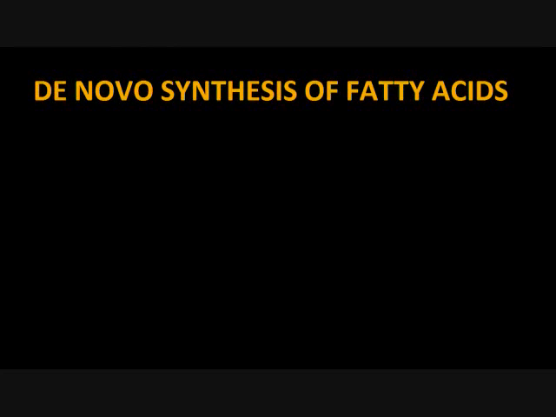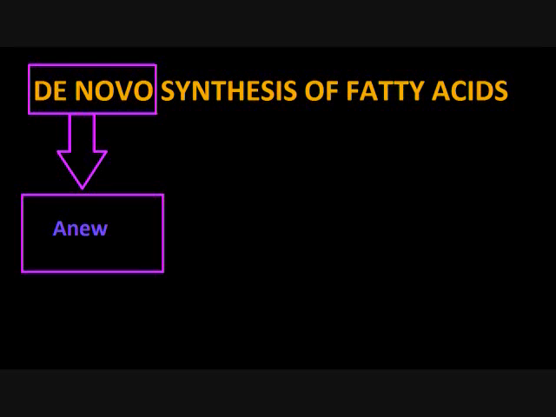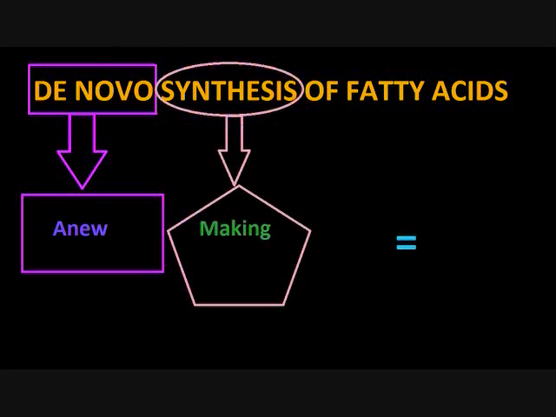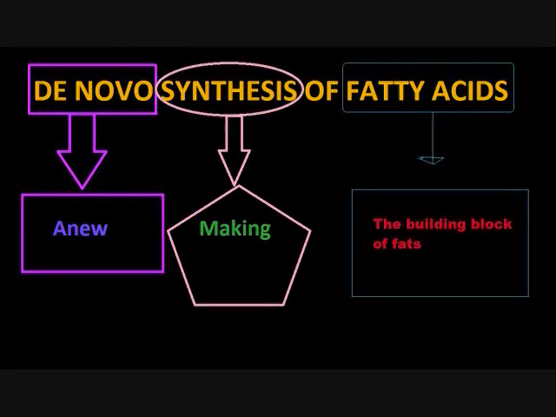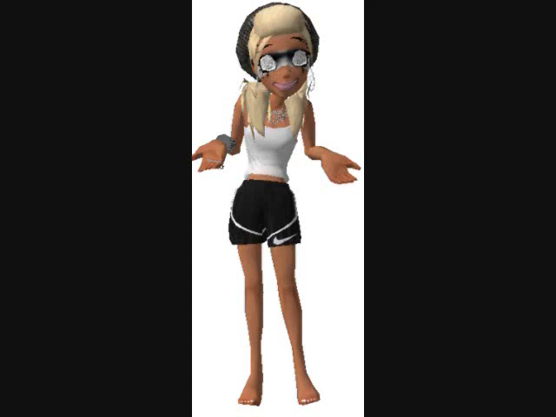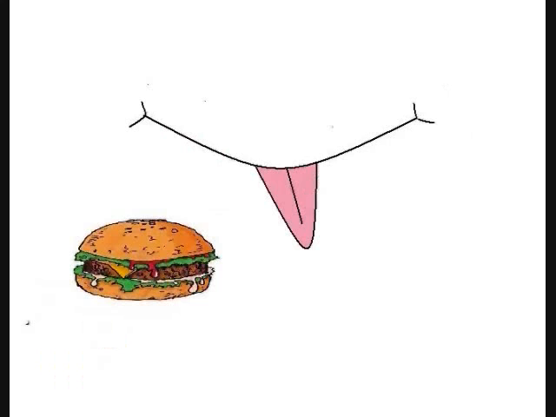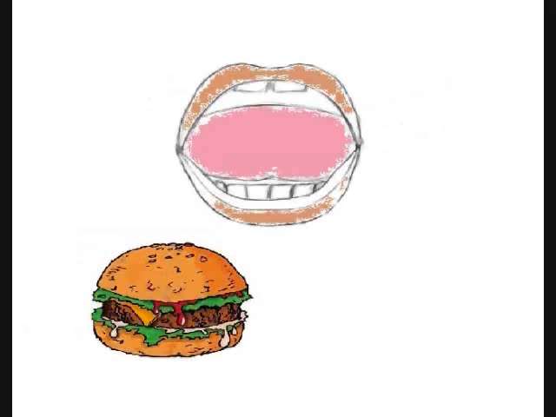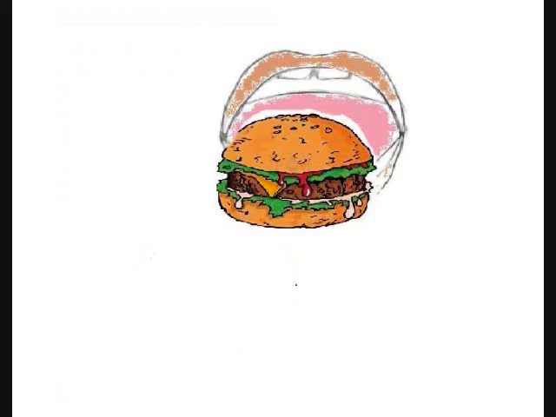Hold on. What did you say that it was doing with the fatty acid? You know de novo synthesis of fatty acids? De novo meaning new, synthesis meaning making, and fatty acids the building block of fats in the body. Therefore, it is the making of fatty acids from the beginning. When would our body need to make fatty acids? When there is an excess of carbohydrates, proteins, and other molecules in a body after a meal. And this helps in the buildup of fats in the body.